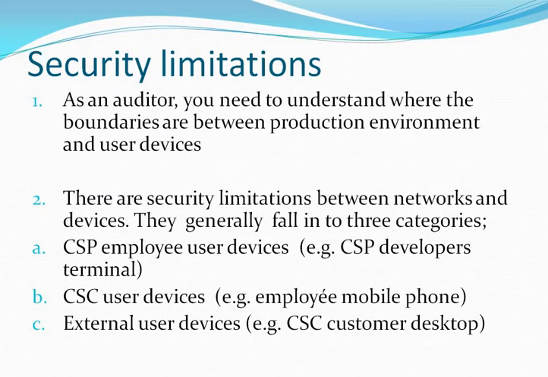What are the security limitations if you are performing an audit? What are your boundaries? As an auditor, you need to understand where the boundaries are between the production environment and the end user. There are security limitations between network and devices. They generally fall into three categories. Category 1: CSP employee user devices, that means cloud provider employees' devices. That can be anything: mobile devices, terminal logins, laptops, desktops.